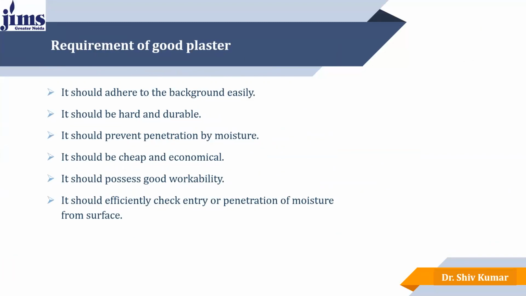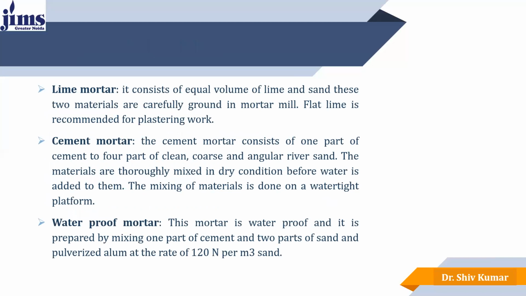Now the requirements of a good plaster. How can we say that this plastering material is good? It should possess the following properties. It should adhere to the background easily. It should be hard enough and durable after drying. It should prevent penetration of moisture and rainwater as well. It should be cheap and economical. It should possess good or excellent workability so that it is easy to apply. It should effectively check entry or penetration of moisture from the surface. So these are the basic requirements which a good mortar or plaster must possess.